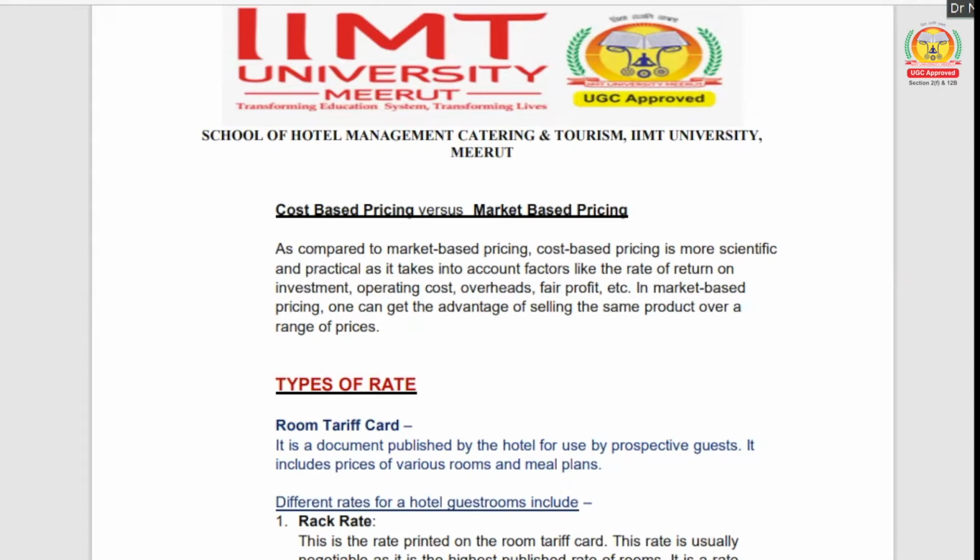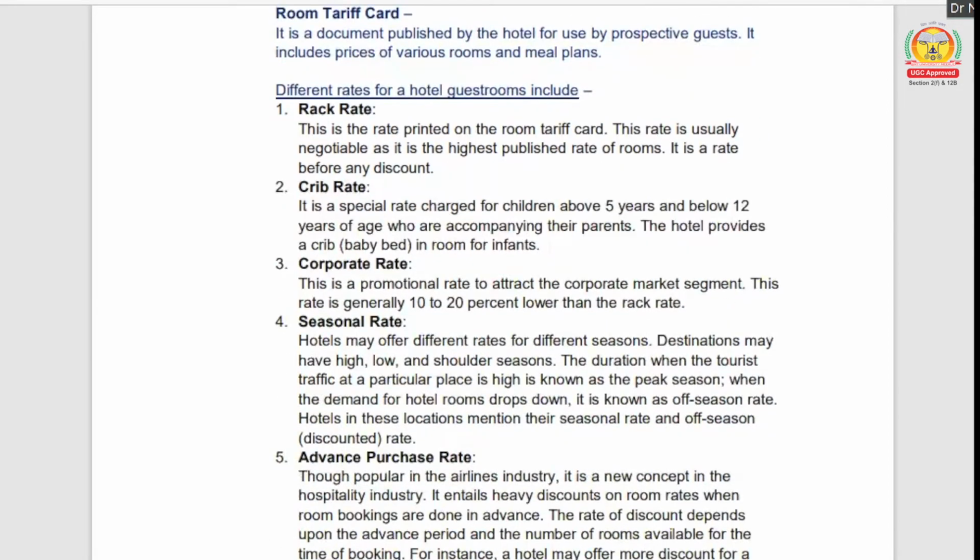The first one, rack rate. This is the rate printed on the room tariff card. This rate is usually not negotiable as it is the highest published rate of a room. It is the rate before any discount. So the discount will not be added in this rate. Rack rate is the published rate in the tariff card. So the tariff card says that rate which is mostly the highest published rate, which is known as your rack rate for a hotel room.